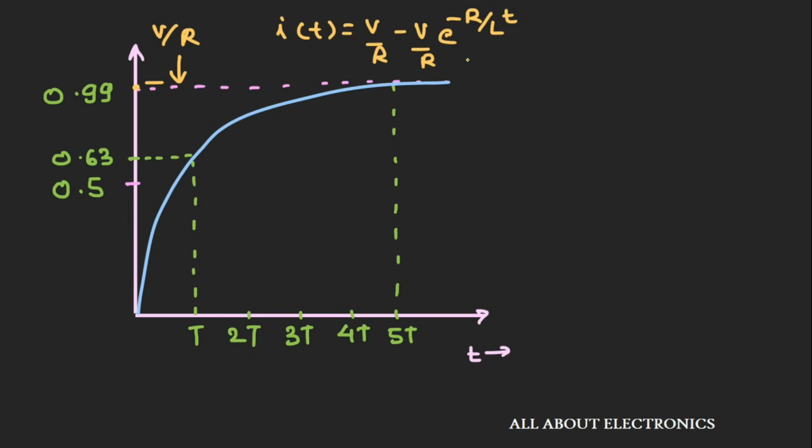And graphically if you see this equation, the plot will be similar to the charging of the RC circuit. At time t is equal to 0, the inductor current IL will be 0. As the time progresses, the inductor current will increase exponentially and it will reach a maximum value of V over R. So this is all about the force response for the RL circuit. That means the circuit is given some DC excitation at time t is equal to 0.